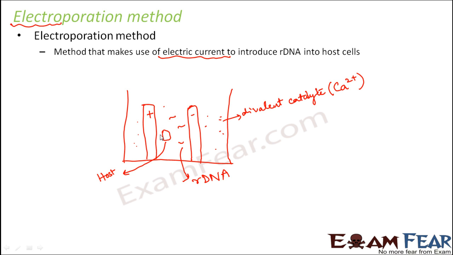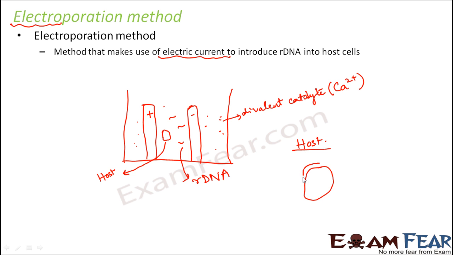So how do we do that? With this setup, we can very easily establish an electric current when we have the electrolyte and the positive and negative electrodes. Now we develop an electric current. Once the electric current is developed, what will happen? A potential difference develops across the cell membrane of the host cell. If you closely look at the host cell, this is how it becomes.